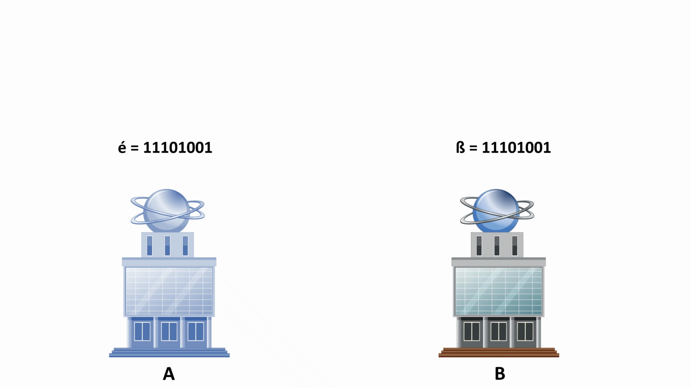Let me give you an example. This binary in company A is given to this letter. The same binary in another computer might have been assigned to a different letter. You see, it caused the same problem that existed before ASCII, but with a different shape and form.